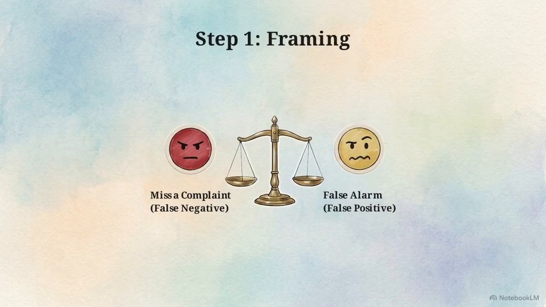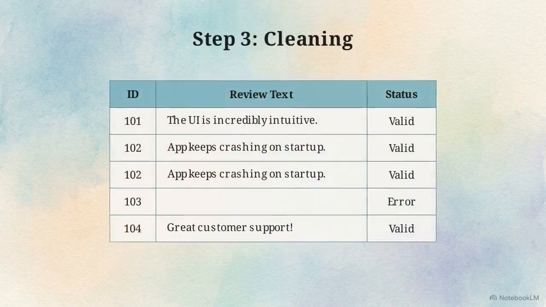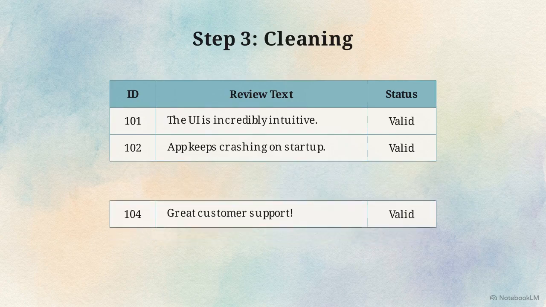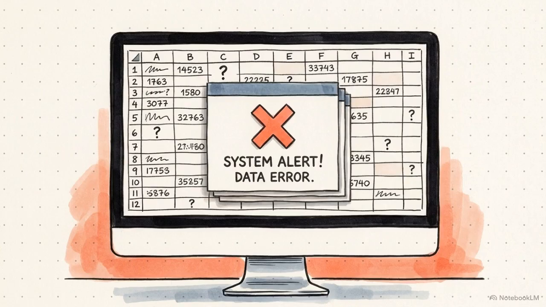Step 1 is framing. You must weigh the costs: miss a real complaint, or flag a happy customer as angry. Steps 2 and 3 are collection and cleaning. Real-world data is messy. You hunt down duplicates, fix formatting, and delete blank text entries. Feeding messy, unframed data into a perfect algorithm will simply generate a highly efficient wrong answer.